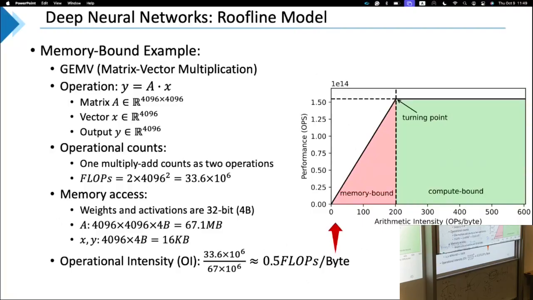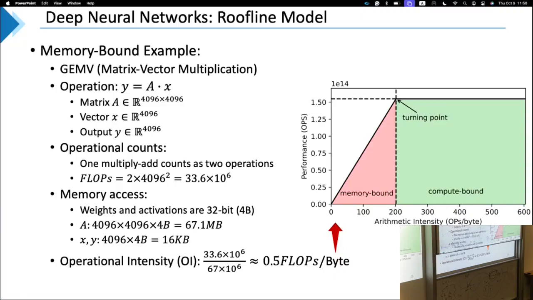And here I give a simple example of matrix vector multiplication. This is one of the key workloads in large language models, especially in the decoding phase, which means we use the causal mask to do autoregressive generation. Let's say your matrix A has 4096 times 4096 elements, and you have a vector with 4096 elements, and you do this matrix multiplication, you get the outputs.